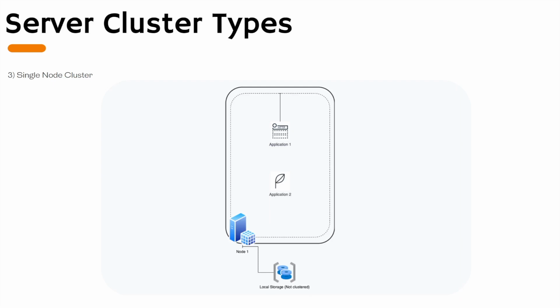The third type of server cluster we have is a single node cluster. As the name suggests, a single node cluster has only one node configured. That node is often attached to local storage which is not clustered.